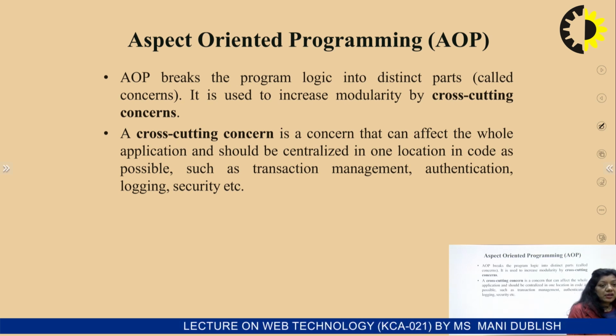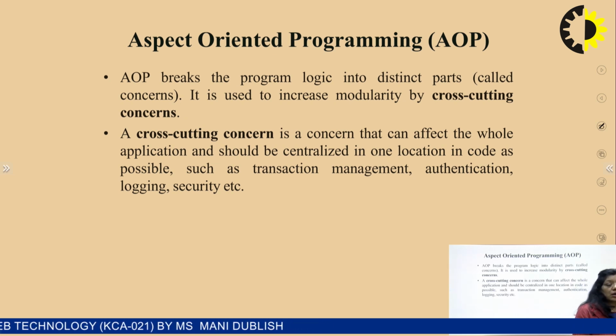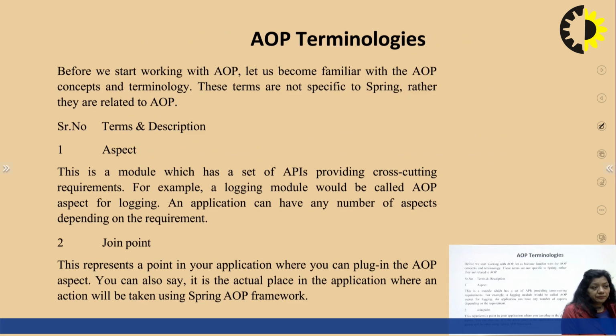Now, aspect-oriented programming, also known as AOP. What is AOP? Basically, AOP breaks the program logic into distinct parts called concerns. It is used to increase modularity by cross-cutting concerns. A cross-cutting concern is a concern that can affect the whole application and should be centralized in one location in code as much as possible, such as transaction management, authentication, logging, and security.